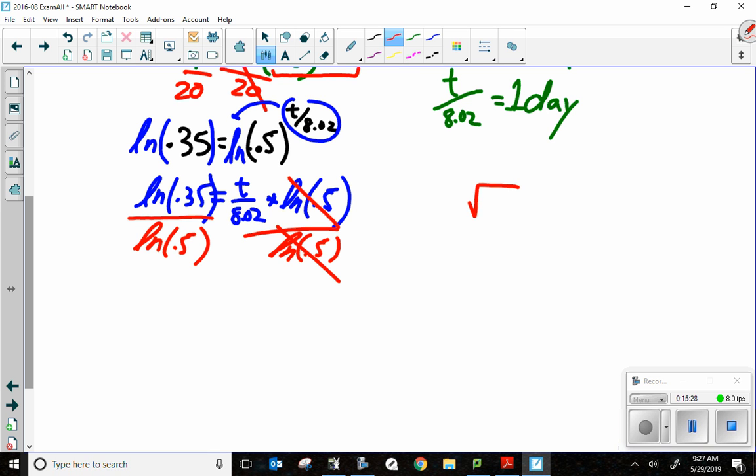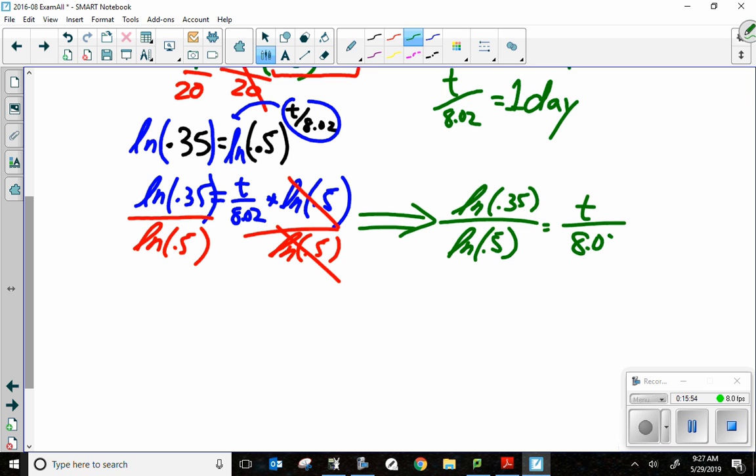I can't take the square root of 4 over the square root of 2 and say, oh, the square roots cancel. That's 2. It's not. The same thing with ln. It is an operation. Okay, you cannot just cancel it. So what I have next, and I'll move this over here, I have the ln of 0.35 over the ln of 0.5 equals t over 8.02. In order to get rid of that 8.02, I'm going to multiply.